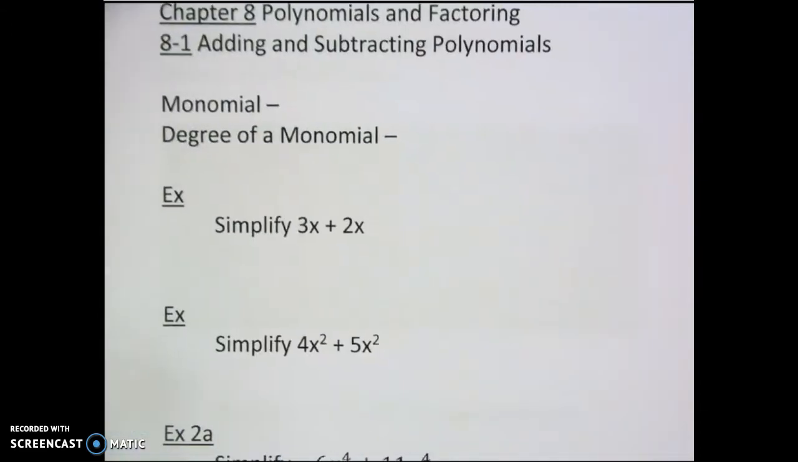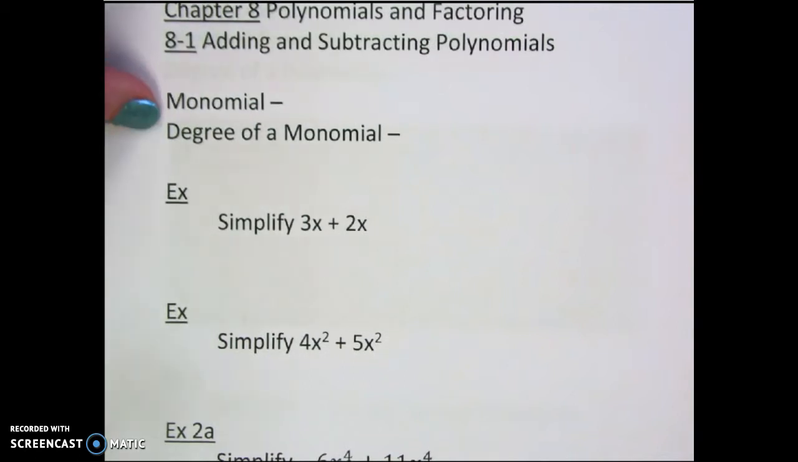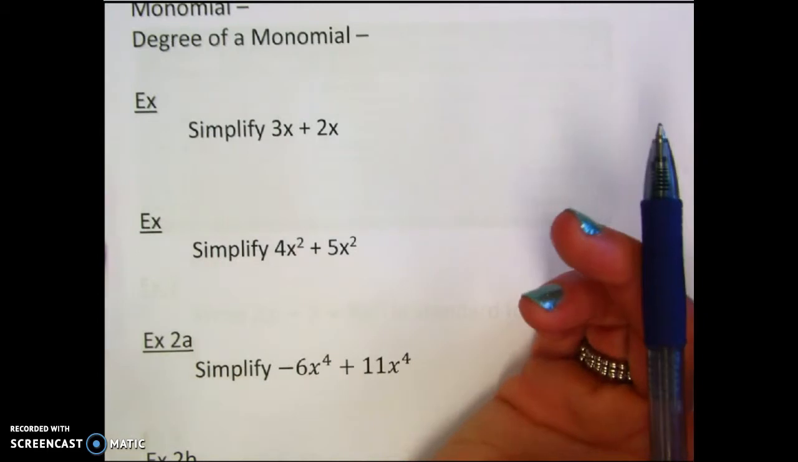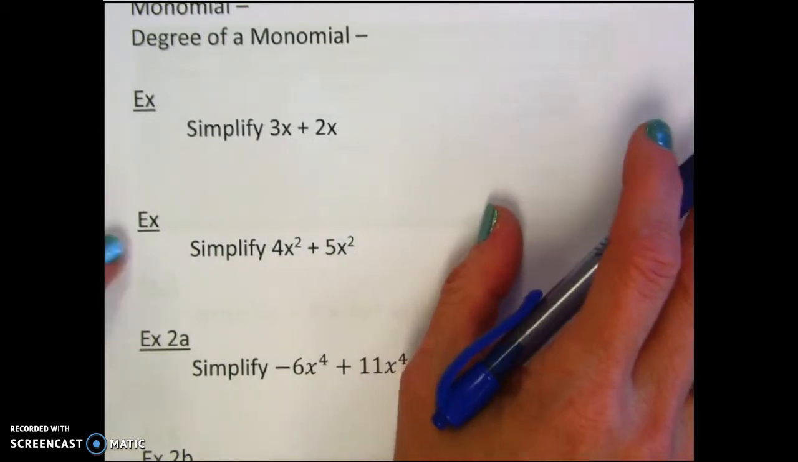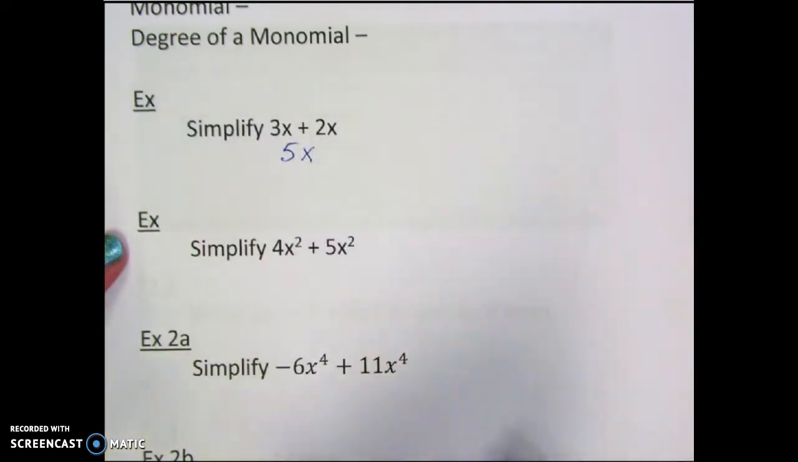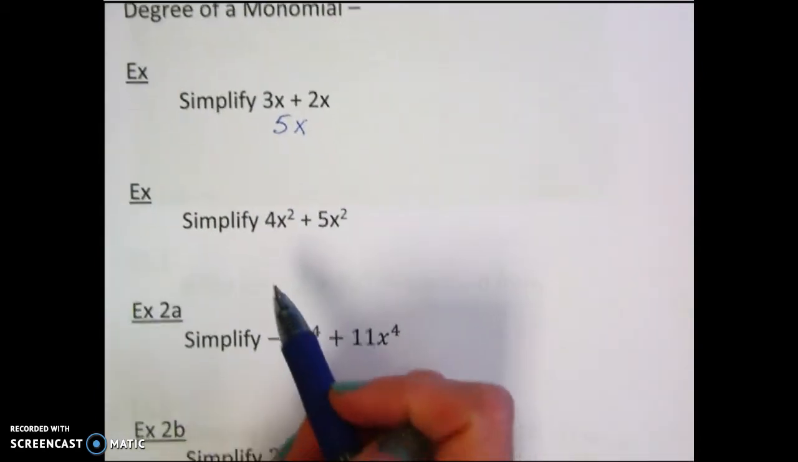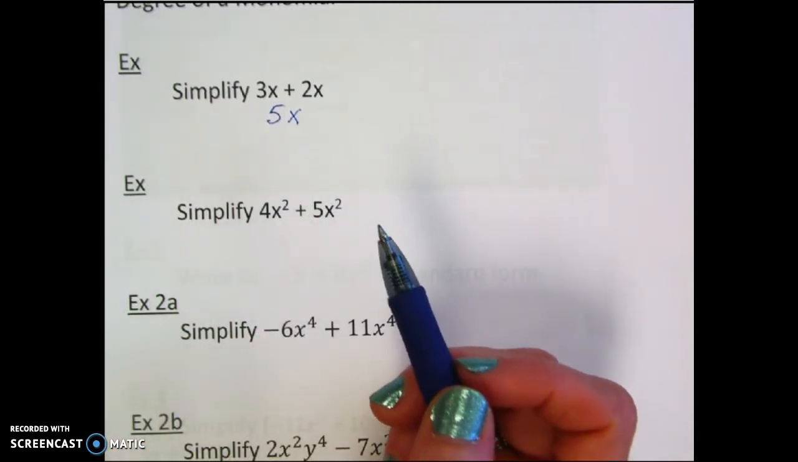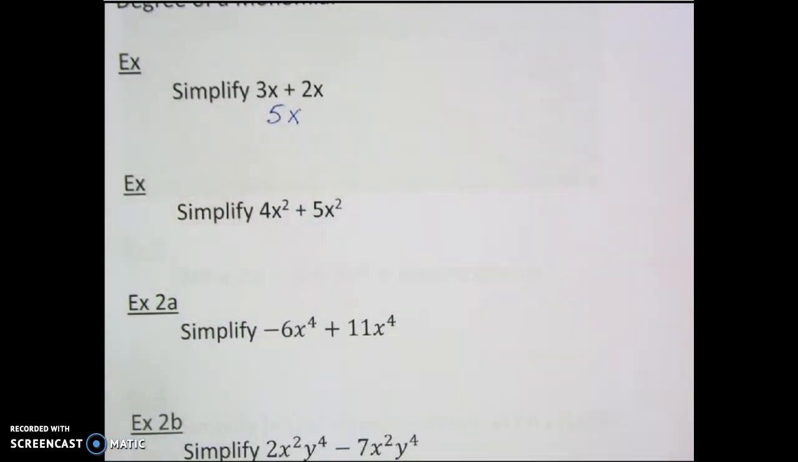All right, so we're going to look at combining different polynomials. Simplify 3x plus 2x. I'm telling you guys, this is just adding like terms. If you have 3 x's and 2 x's, you combine them, you have 5 x's. Now you have to remember, when you are combining like terms, what if you had 4x squared and 5x squared? When you combine them, what do you get?